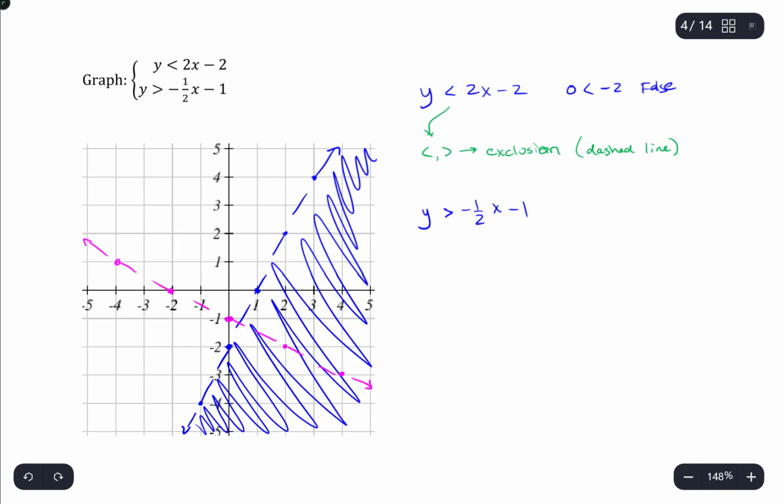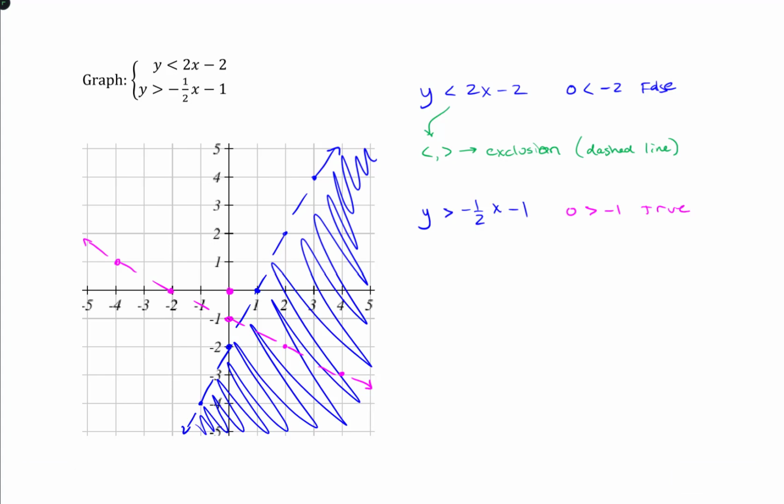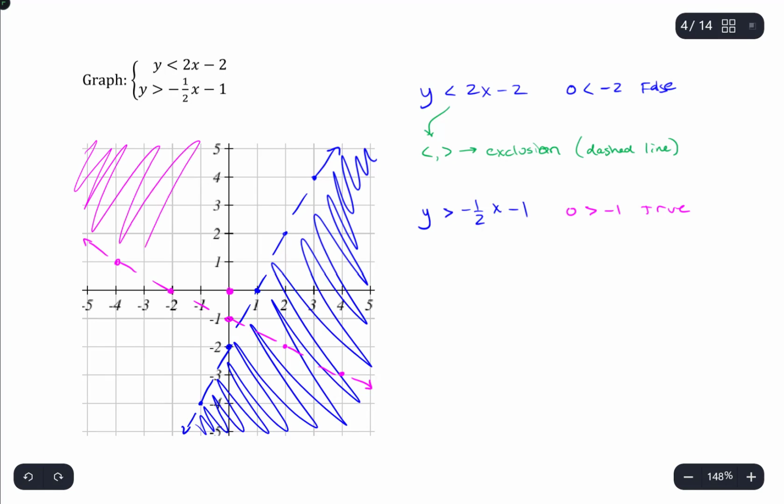So draw a dashed line through those points, and then I have to decide which side of the line is going to get shaded. So I'll try the origin, and this would be 0 is greater than negative 1. 0 is greater than negative 1, so that's a true statement. So I shade the side of the line that contains the origin. So I'm going to shade this side of the line over here.